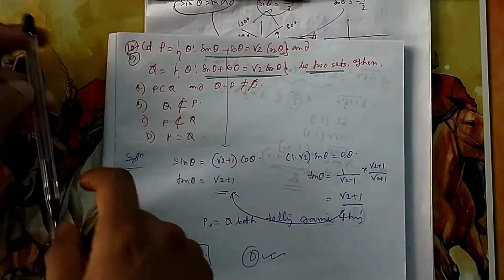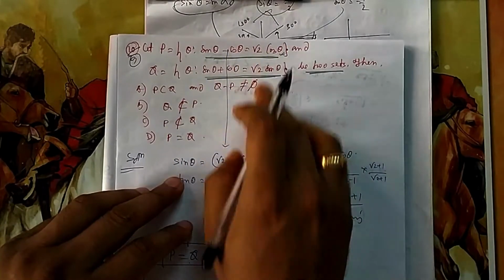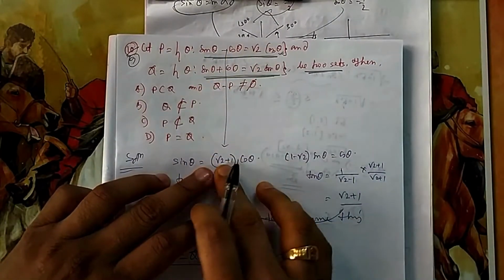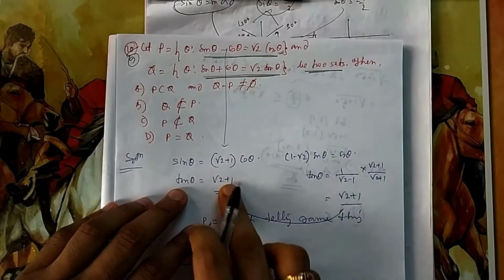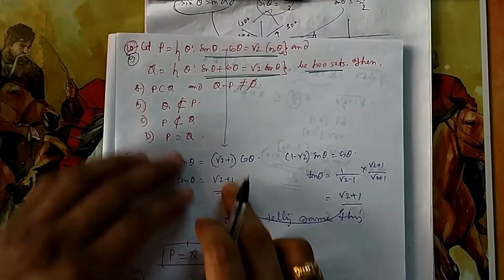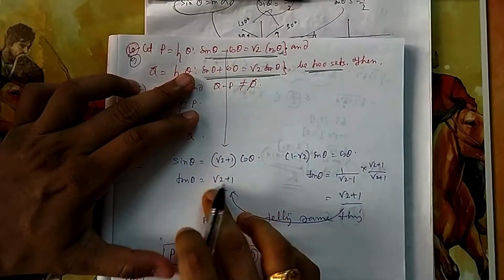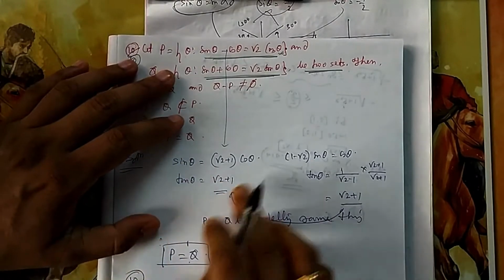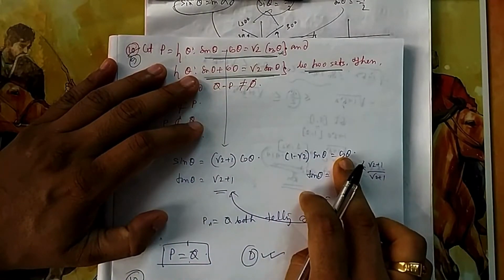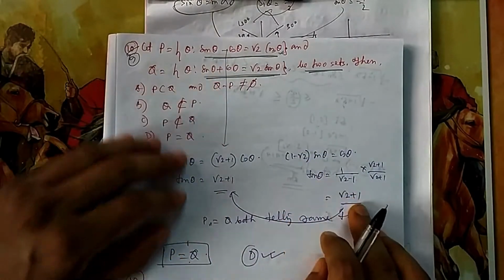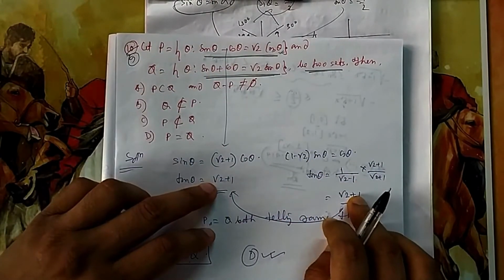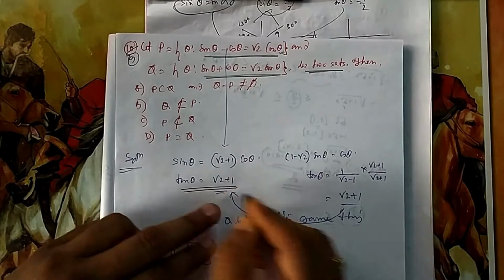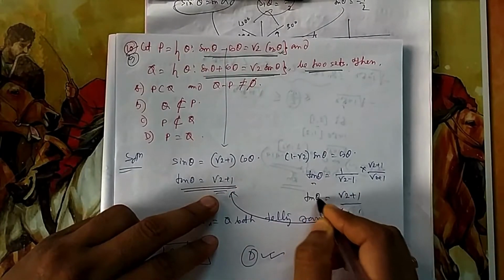So let me solve this one. The first one you can solve if you take cos to that side, root 2 plus 1, so tan theta is equal to this. The second one is not a standard equation, you cannot directly write theta. So let me go to this one. If you take sin theta here, then again tan theta is equal to root 2 plus 1. Both are giving the same expression, tan theta equal to root 2 plus 1.